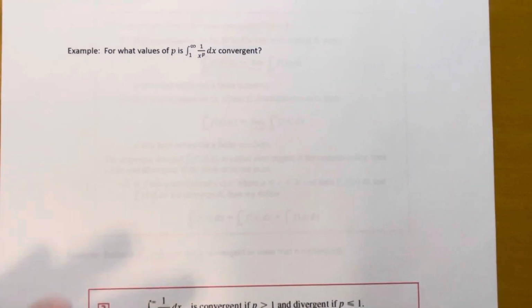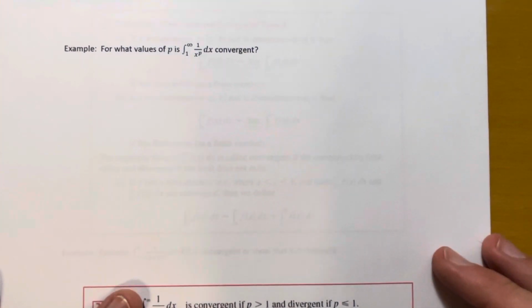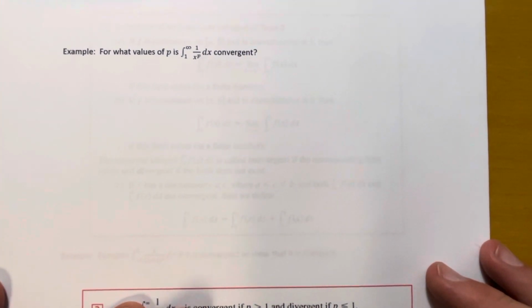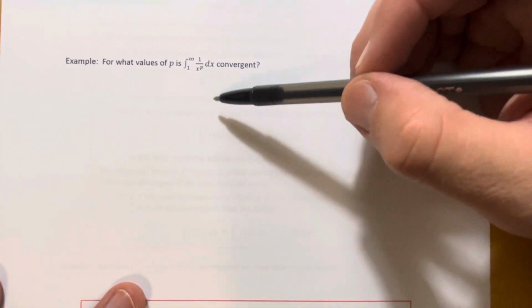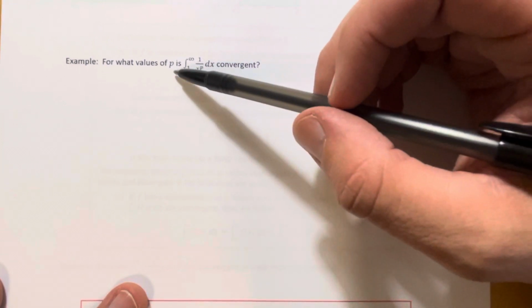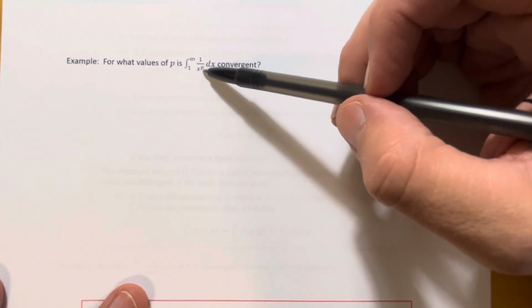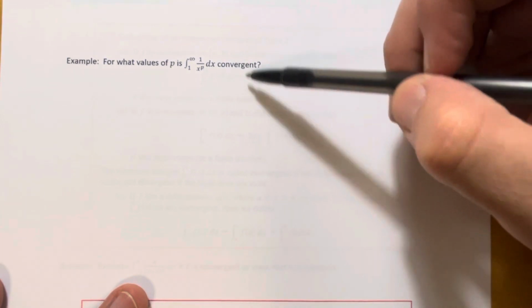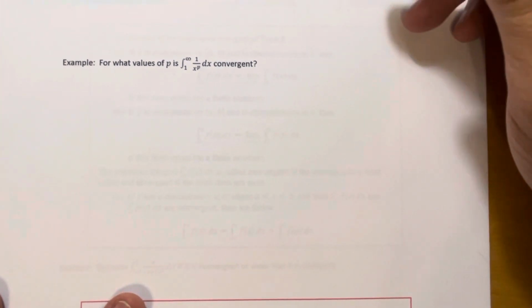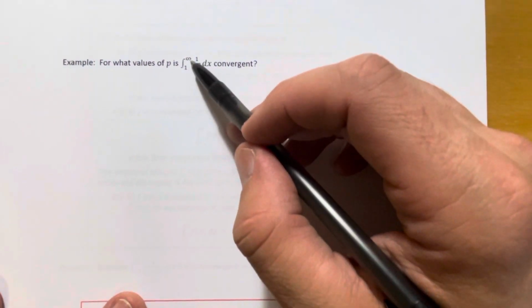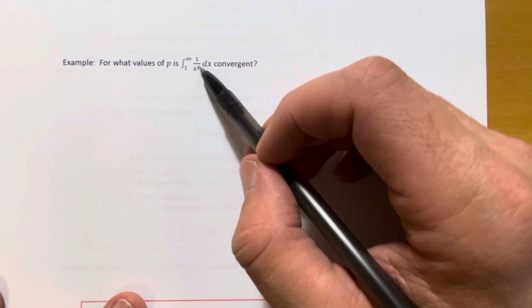All right, so we want to do one more example before we look at the next type of improper integral. And this is a really important example, so important that we're going to state it as sort of a theorem down here after we work through this. So for what values of p is the integral from 1 to infinity of 1 over x to the power of p dx convergent?